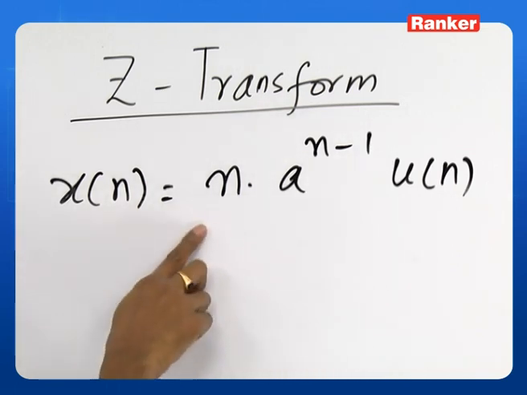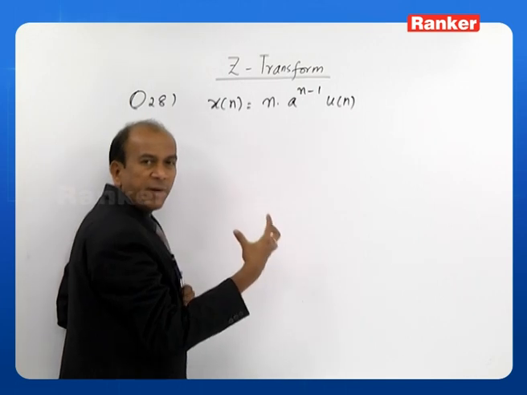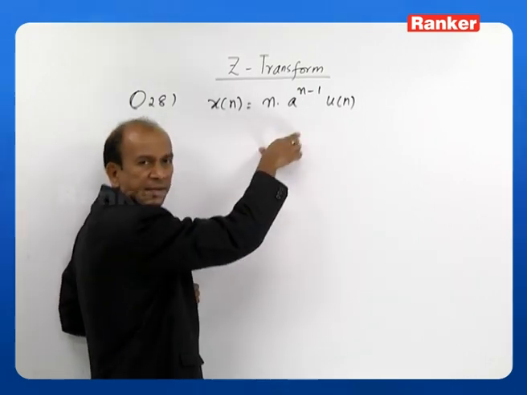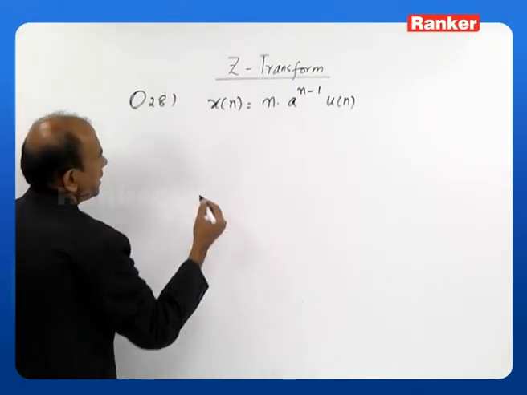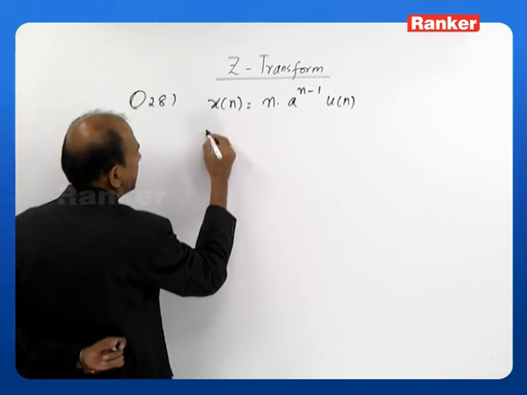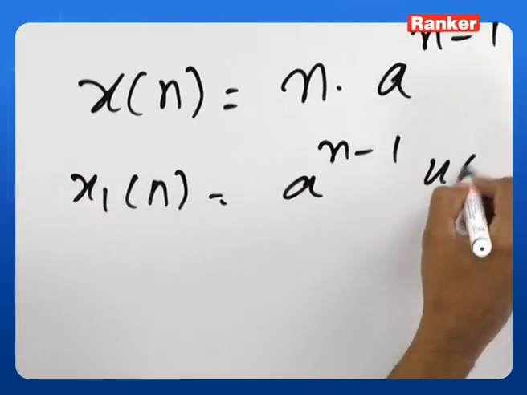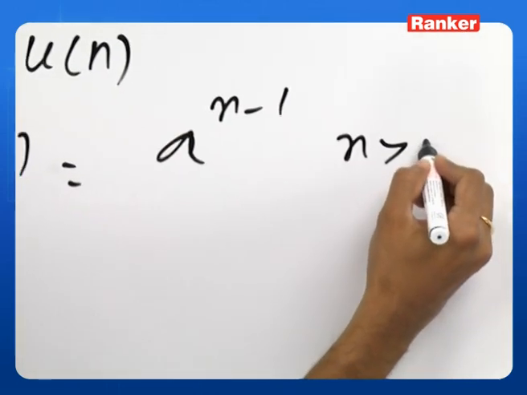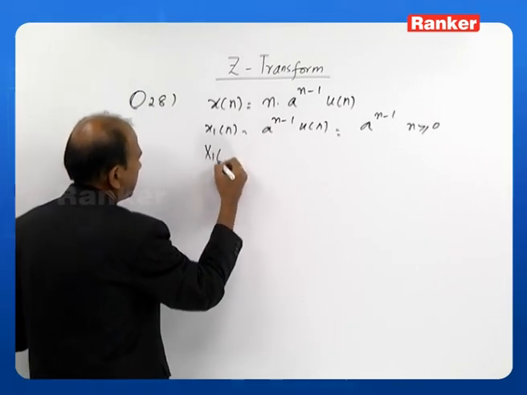Then, because of the presence of n, it indicates that we have to use the differentiation property. Once the differentiation property formula we know, we can apply this here for what we have calculated. Let us start with this now. Okay, let us say this x1 of n is equal to a to the power of n minus 1 u of n, that will be equal to a to the power of n minus 1 for n greater than or equal to 0. Now let us find out x1 of z for this.